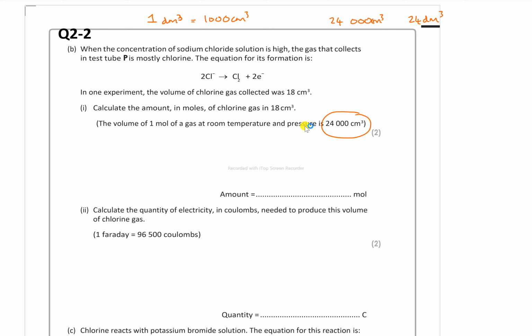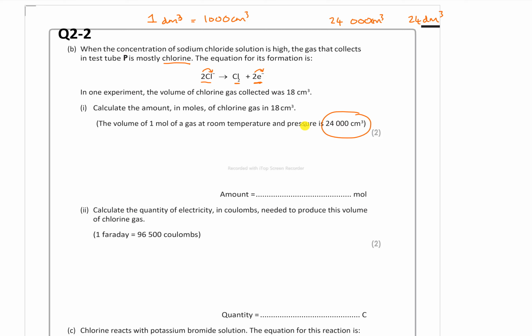What's next? So when the concentration of sodium chloride is high, the gas collected in the test tube is mainly chlorine. The equation for this is: can you see you've got 2 chloride ions gives 1 chlorine molecule and 2 electrons, because 2 times -1 on that side, 2 times -1 on that side, it balances out.